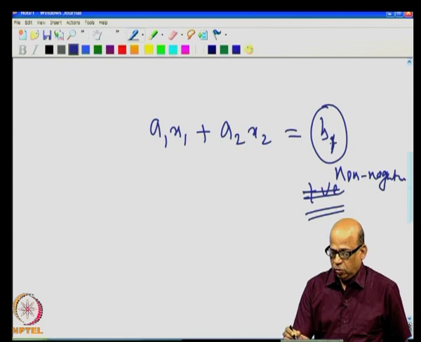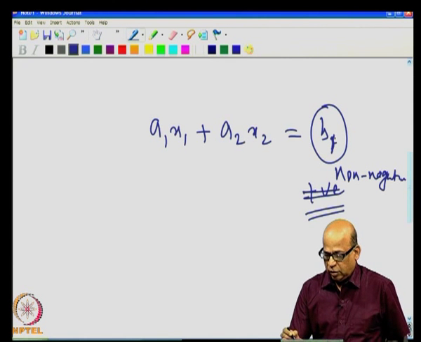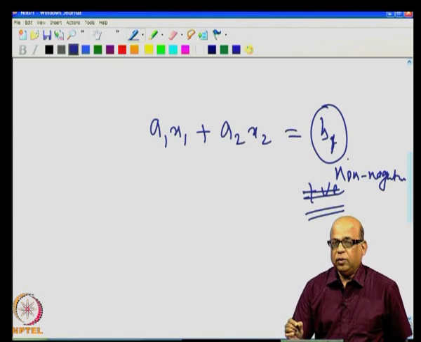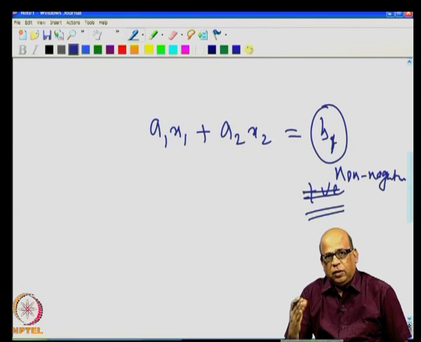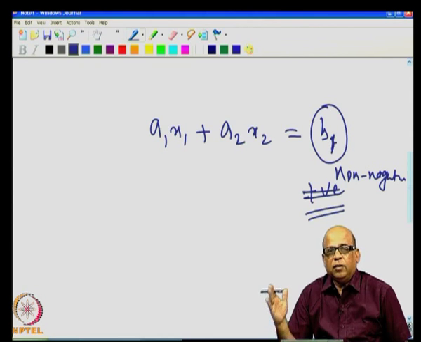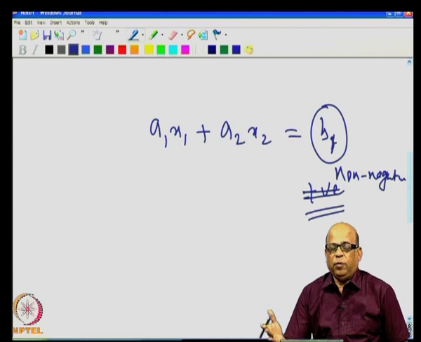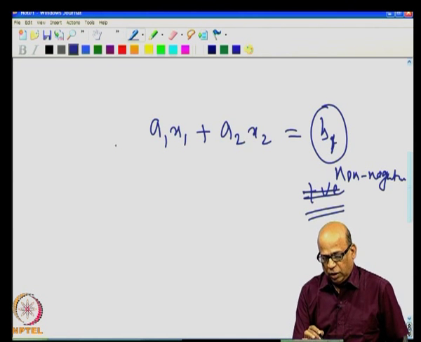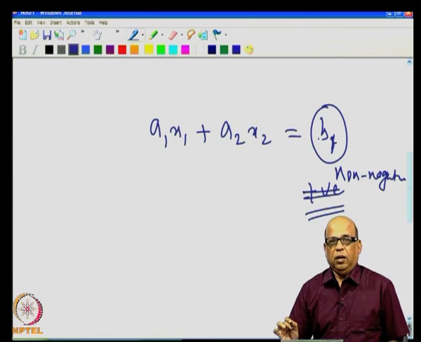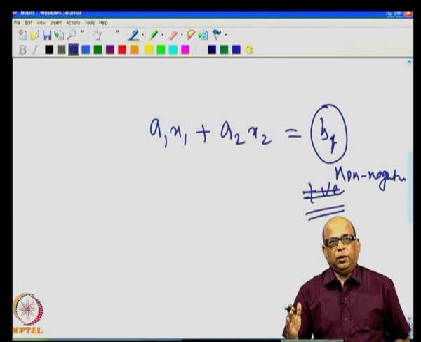If this is negative, then what will happen? You will not get an initial basic feasible solution. So, when you write the constraints as equality constraints, make sure that the right hand side is non-negative. If it is not, then multiply it by minus 1. Let us say this was negative, multiply it by minus 1, so that you will get a non-negative value on the right hand side.